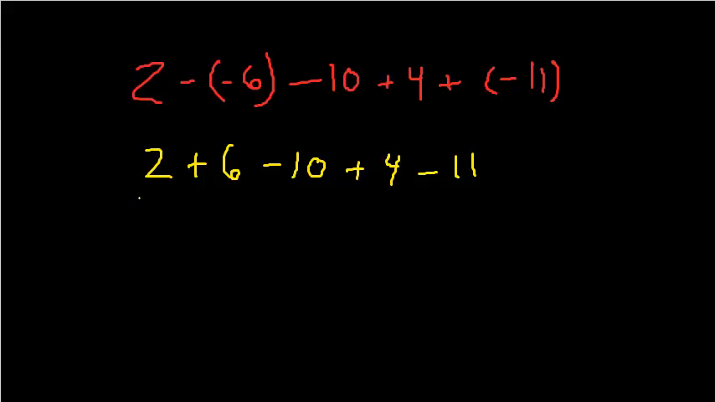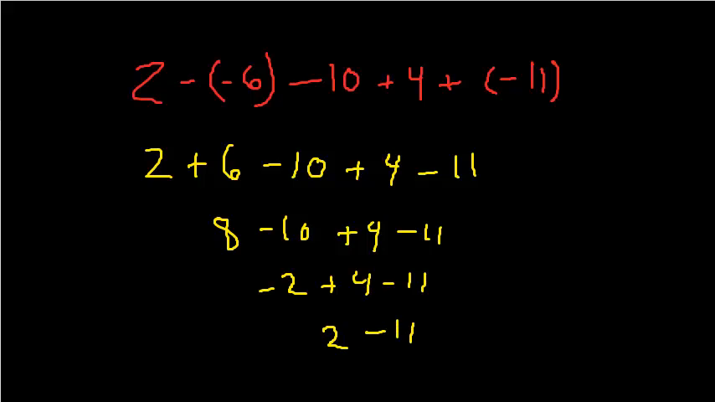So again, I'm just going to add these together from left to right. 2 plus 6 gives me 8, minus 10, right, plus 4 minus 11. So 8 minus 10 gives me negative 2, plus that 4 minus 11. Negative 2 plus 4 gives me positive 2 minus 11. And 2 minus 11 gives me a negative 9. And that is my final answer.